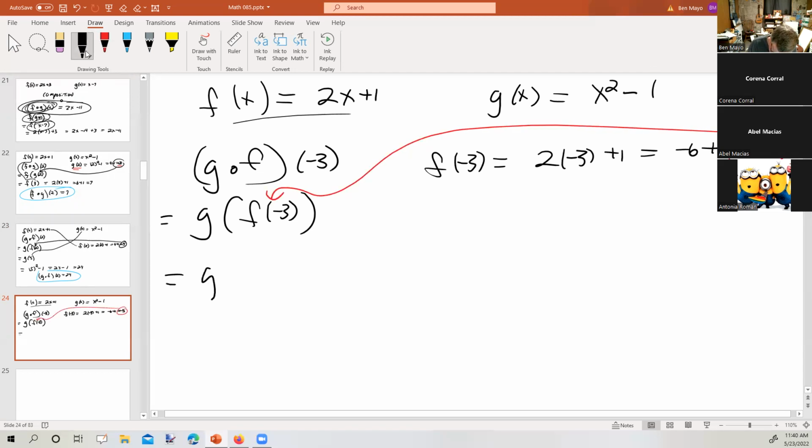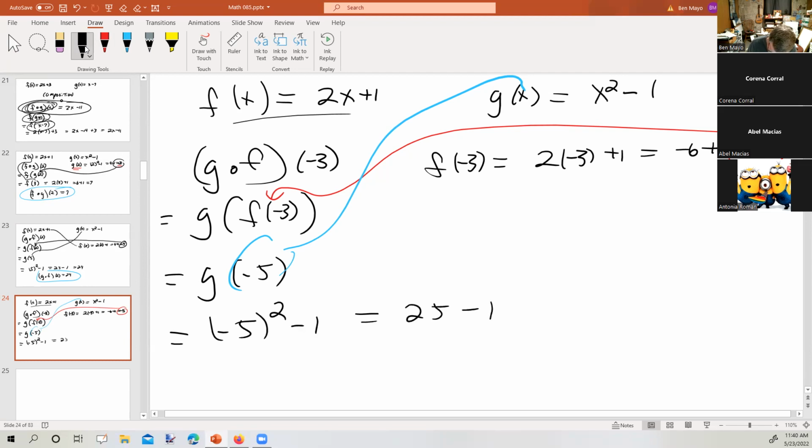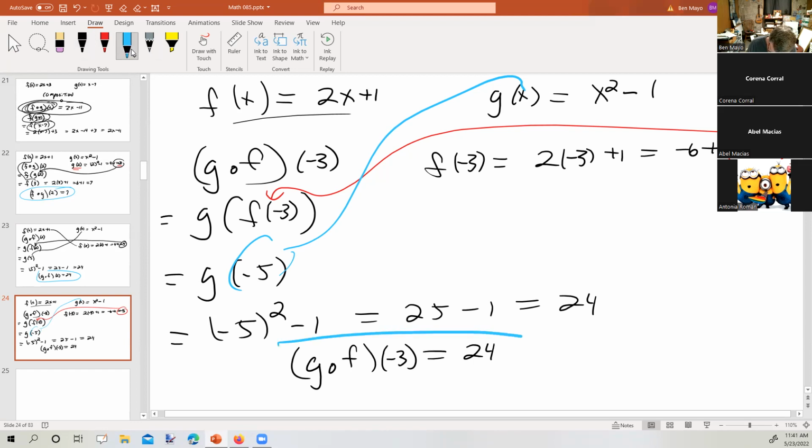Then that's going to go in here. So that gives us g of -5. But that's going to go in here. So we get -5, the quantity squared minus 1. 25 minus 1 is 24. So G composed with F of -3 equals 24. All right, getting the idea?